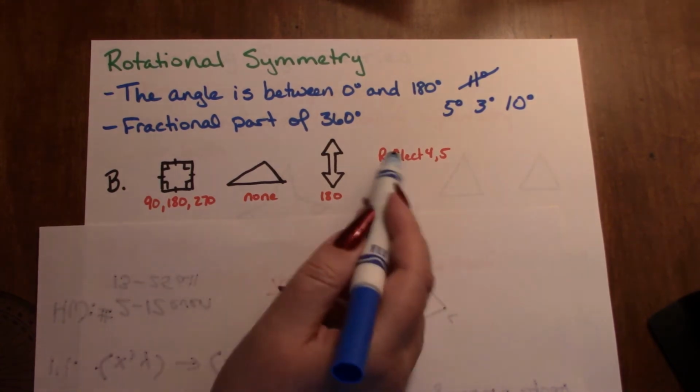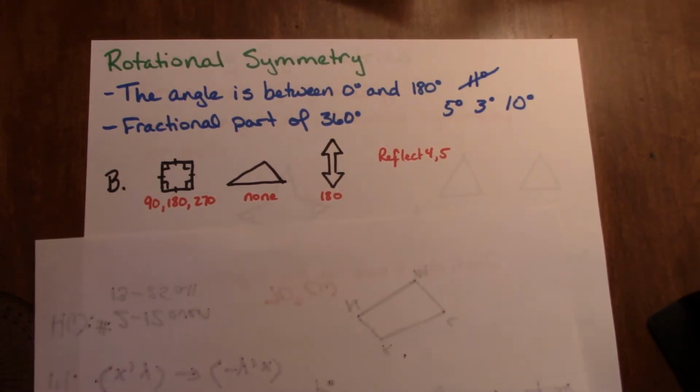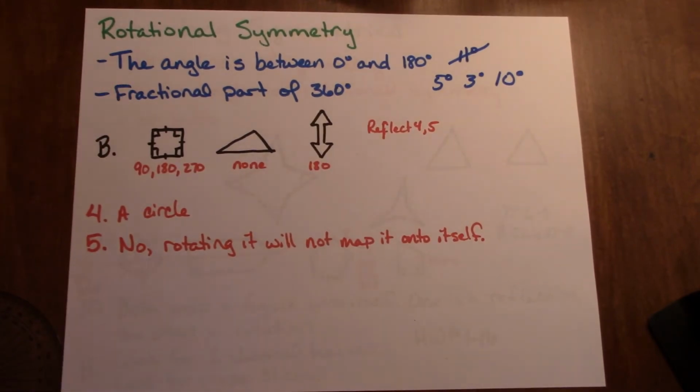So using this information, try reflection 4 and 5. Pause here and come back when you're done. 4 is a circle, and 5 is no. Rotating it will not map it onto itself.